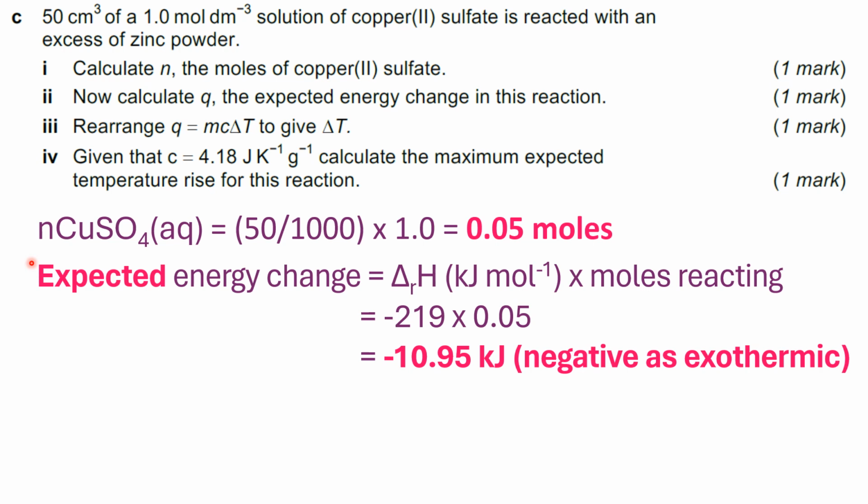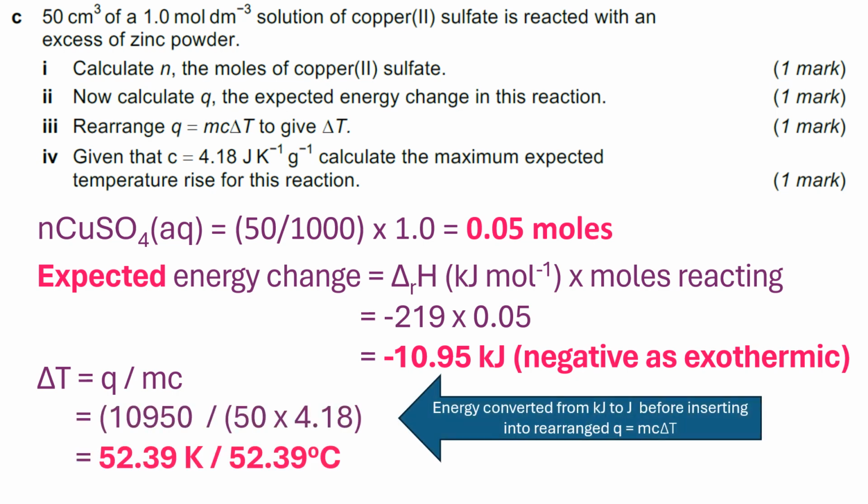Then it says to rearrange q equals mc delta T to give delta T. And then, given that c equals 4.18 joules, not kilojoules, joules per Kelvin per gram, calculate the maximum expected temperature rise for this reaction. So what we've really got to do is take this value and multiply it by 1,000 to make it joules instead of kilojoules. So that allows us to end up with 52.39 Kelvin, or 52.39 degrees C. It doesn't really matter which way round you write that.